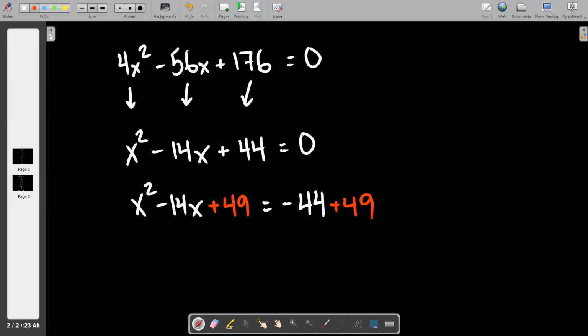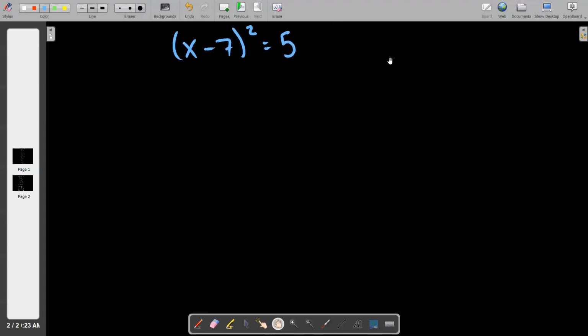And then it's time to factor. On the left side, what does this factor into? Beautiful. On the right side, 5. Time to square root both sides. What do we get? Good job, you guys. Last step.